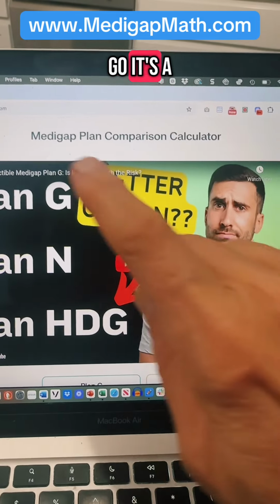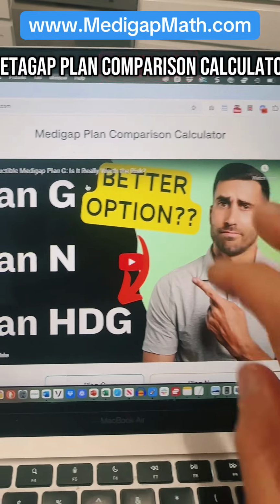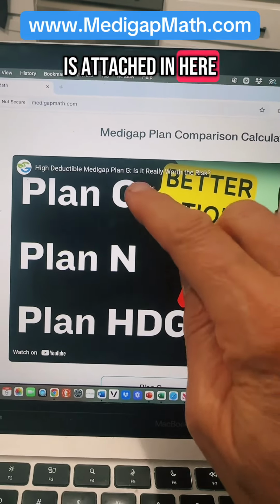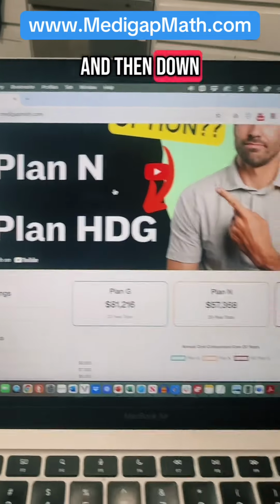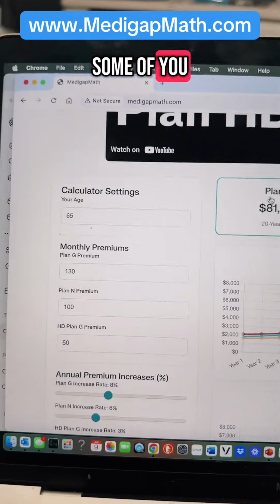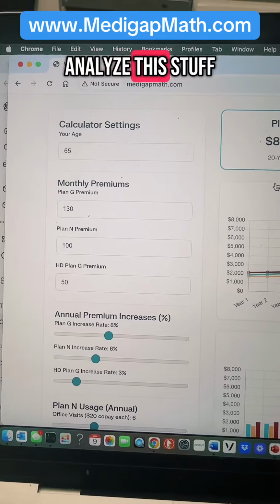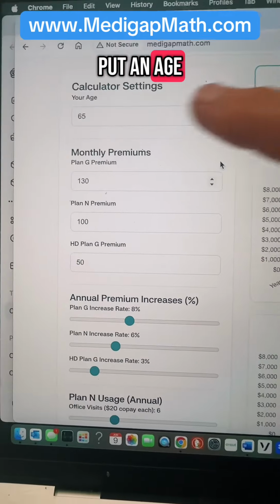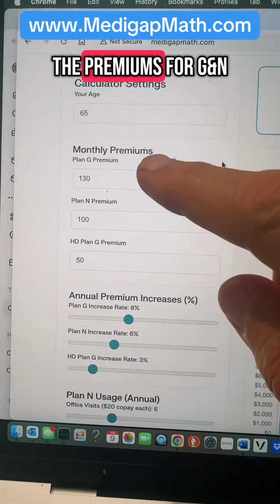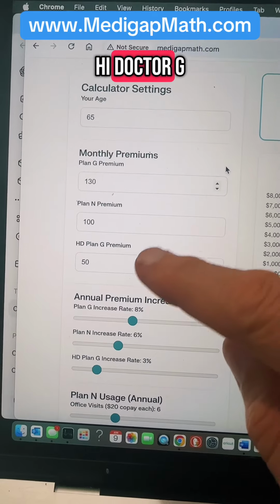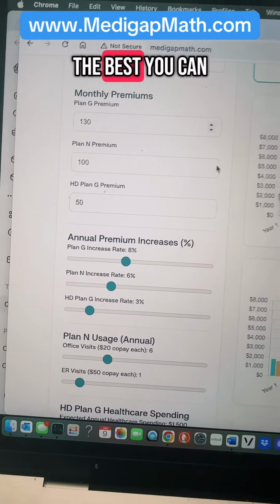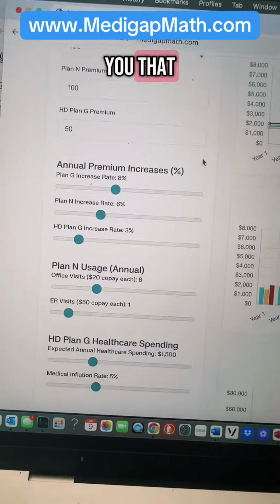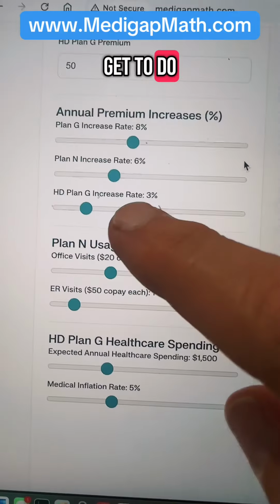So here you go. It's a Medigap plan comparison calculator, and the video is attached in here. G and high deductible G, those are basically the three options. And then down here, this is what some of you, especially the people that love to analyze this stuff, are going to like. Put in age, you compare the premiums for a G, an N, high deductible G. You'll probably want to get those either from Medicare.gov. You can look and do the best you can, or get a broker to give you that, things like that. And then you get to do this part.